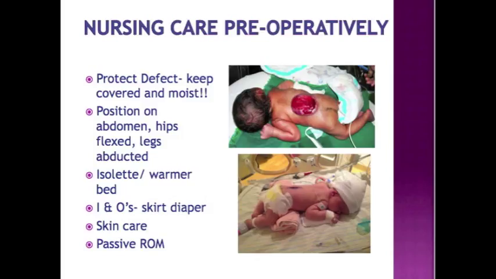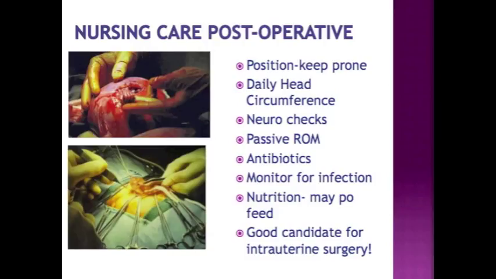Additionally, we do a lot of skin care because if they are not able to move the lower extremities, we want to make sure that we are positioning well. We have enough padding under their legs and knees that they're not going to have skin breakdown. And we do passive range of motion exercises for these babies because they are unable to move their legs. After they go to surgery and they come back to us, they will be positioned in a prone position. They will have to stay on their tummy. They cannot lay on their backs. Now, we can turn them to side, but they definitely may not lay on their backs.